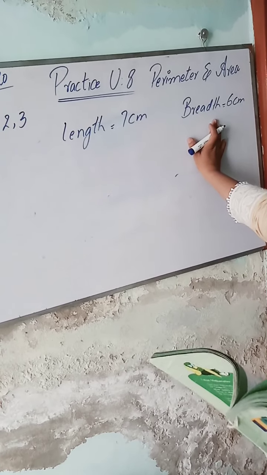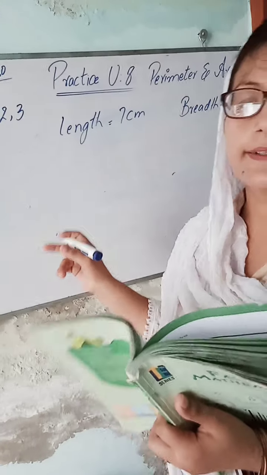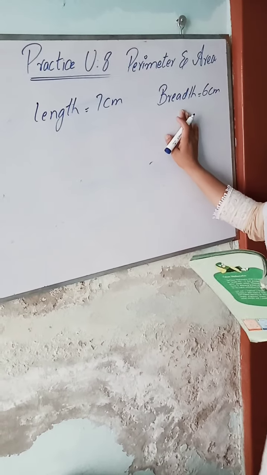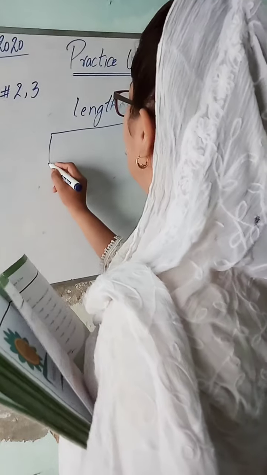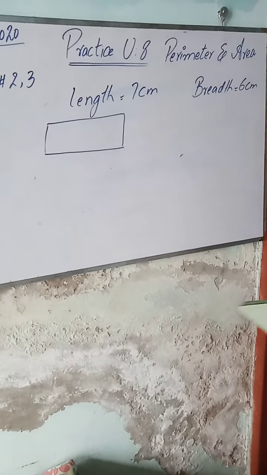So students, if you are given the length and breadth of a shape, it means the shape is a rectangle, not a square, because a square is a shape which has all equal sides. It has only the length. But if you are given a breadth also, it means we have the diagram of a rectangle. So in this exercise we will discuss the perimeter of a rectangle.